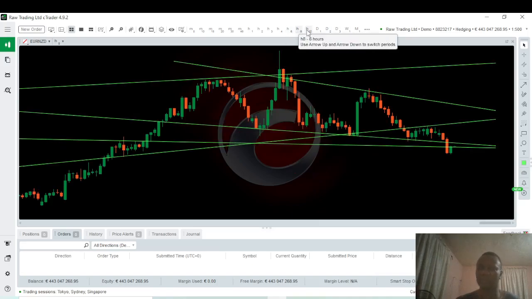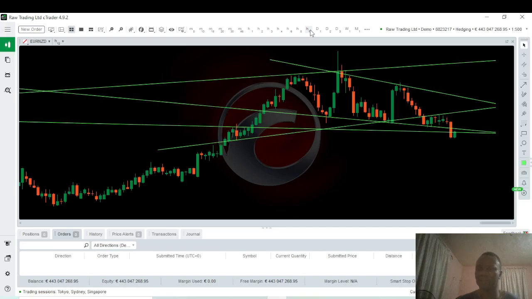We don't do counter trend. What we do is pure trend following. We are price action traders.